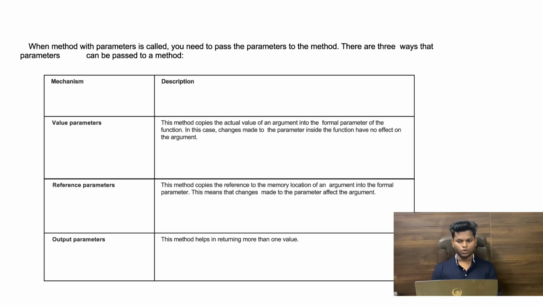Unlike value type, no new storage location is created. This method copies the reference of the memory location of an argument into the formal parameter. Basically, the ref keyword is used to declare a reference type variable on a method. It is also required while making a call to a method. The out keyword is used to declare an out type parameter on the method. It is also required while calling a method. This is similar to reference type except that multiple values are returned from the method.